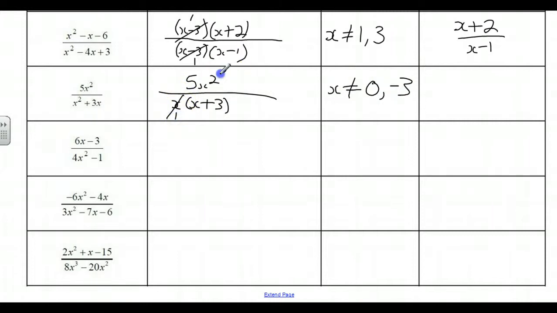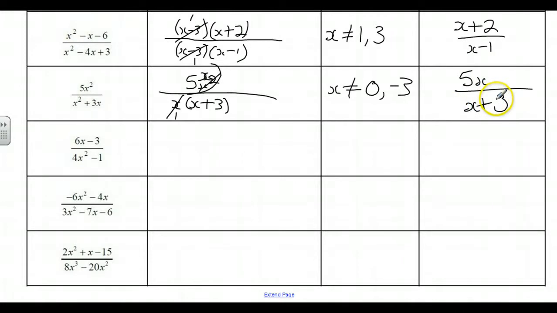The x takes out the x squared, leaving an x. So there is an x to the 1 here. This top numerator is 5x. Denominator x plus 3, and if you ever cross these off, I will cross the whole thing off and give you 0 marks. These do not cancel. This is 5 times x, this is x plus 3.